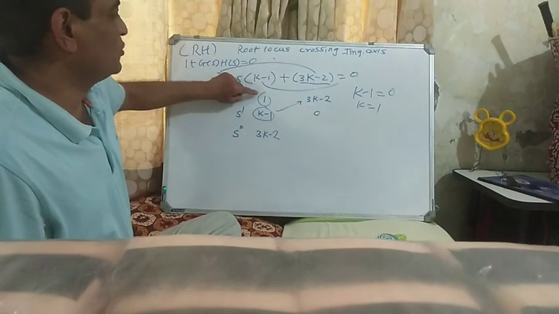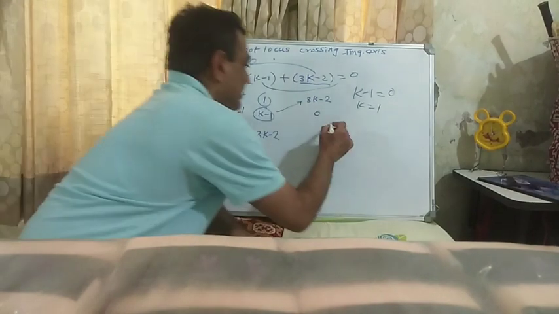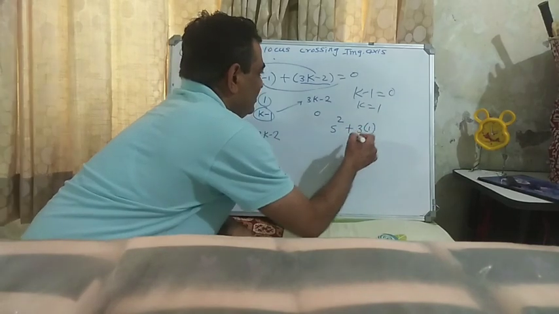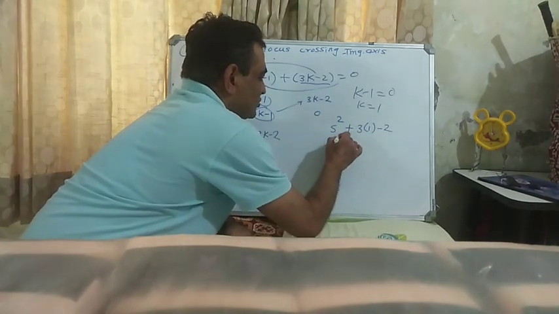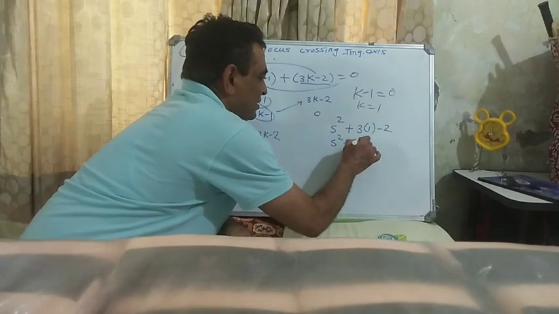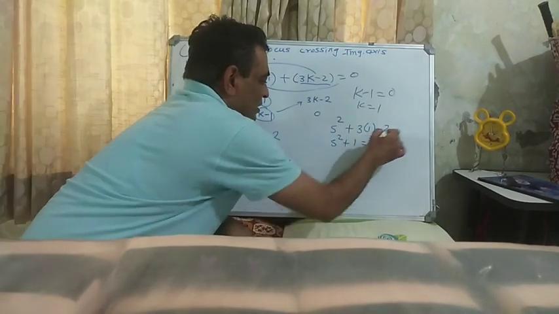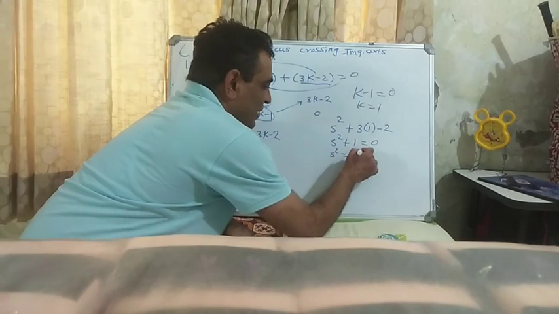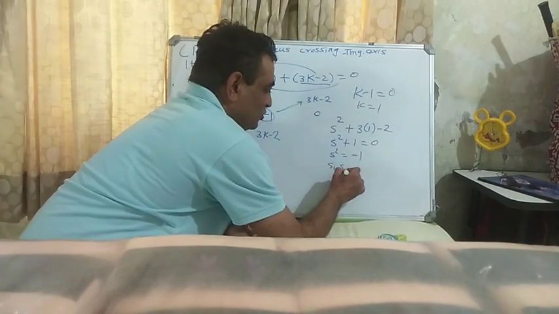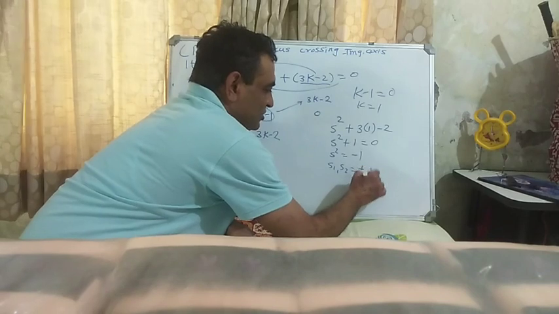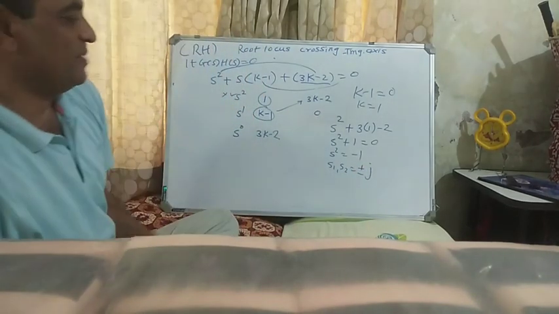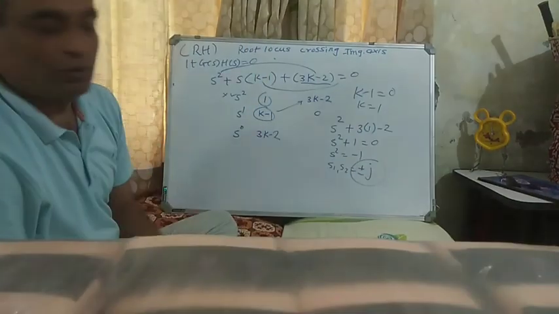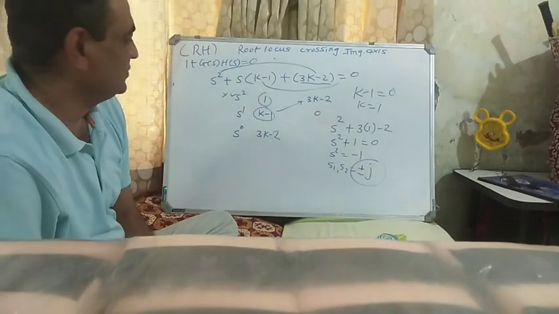If I put k equal to 1 in the auxiliary polynomial, then s square plus 3k minus 2, with k equal to 1, gives s square plus 1 equal to 0 for finding the roots. So s square is equal to minus 1. So s1, s2 is equal to plus minus j. So at this location, the root locus will cross the imaginary axis.